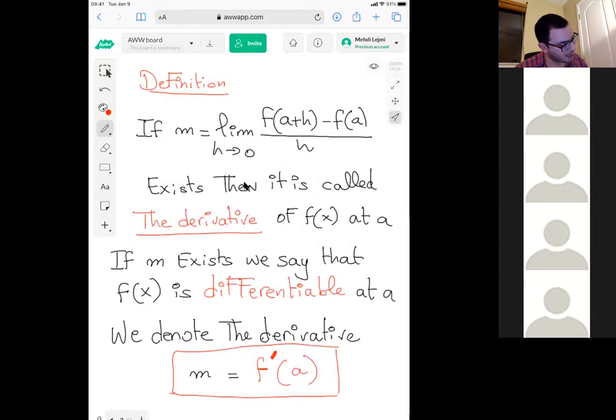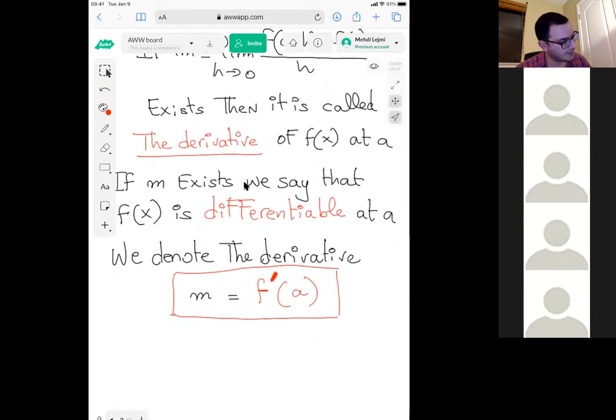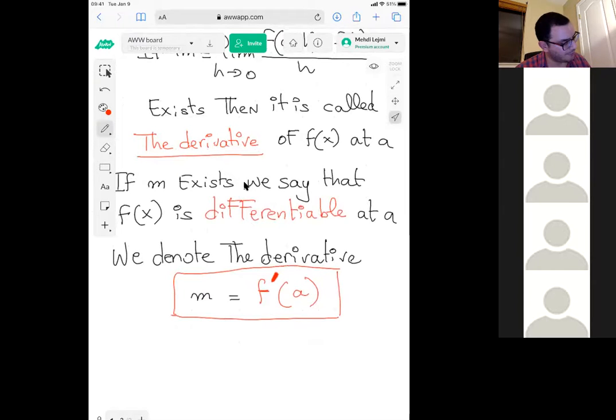Again, you have this f and you have this line here. So that will be f prime. So we say this is f prime of a, right? This is f prime of a.